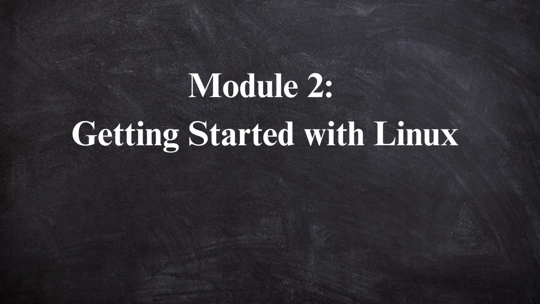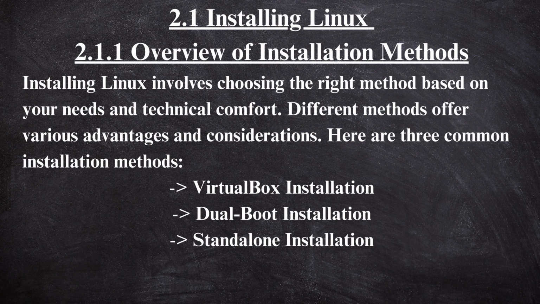Module 2. Getting started with Linux. Installing Linux. Overview of installation methods. Installing Linux involves choosing the right method based on your needs and technical comfort. Different methods offer various advantages and considerations. Here are 3 common installation methods: VirtualBox installation, dual boot installation, standalone installation.